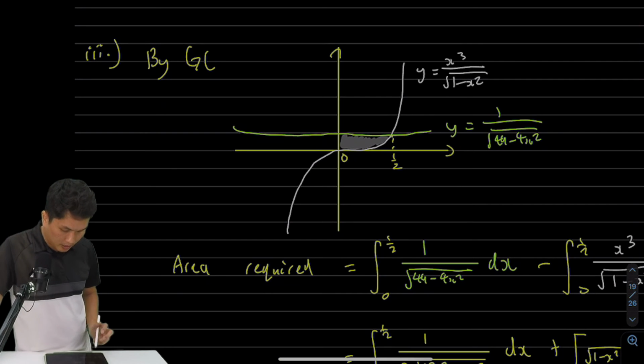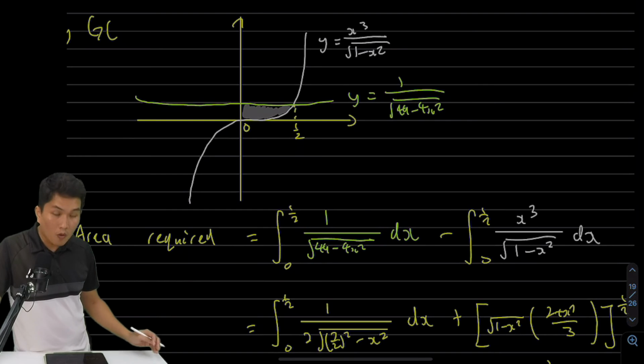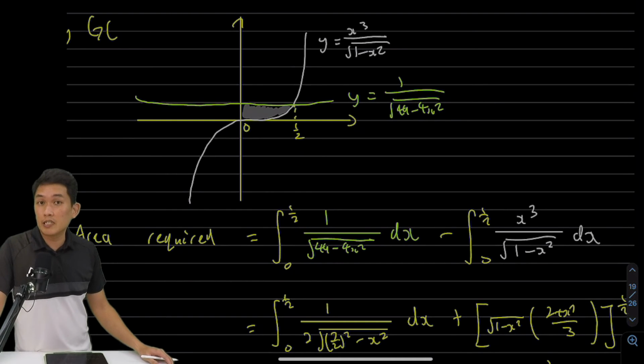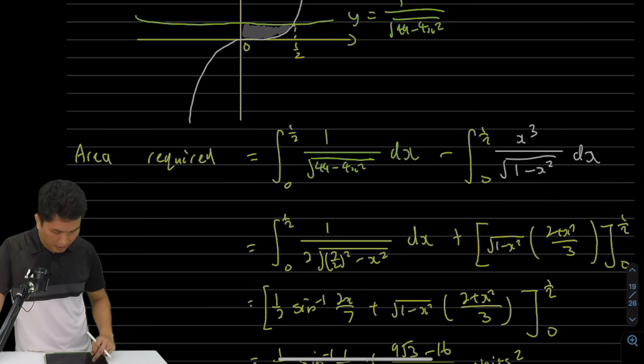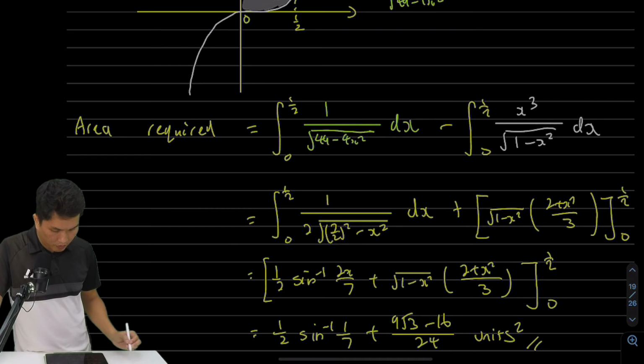The area required is the integral from 0 to half of the green graph minus the integral from 0 to half of the white graph. Now for the white graph, we already did it in part 1, right? So I just need to take the answer from part 1 without the plus c, of course. Okay, stick it inside here, evaluate from 0 to half.